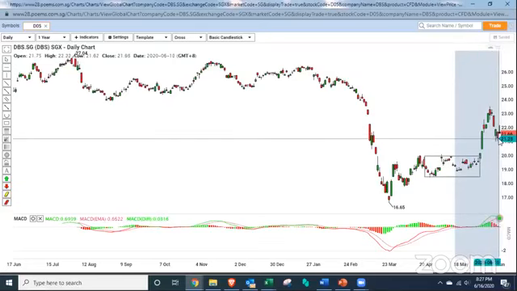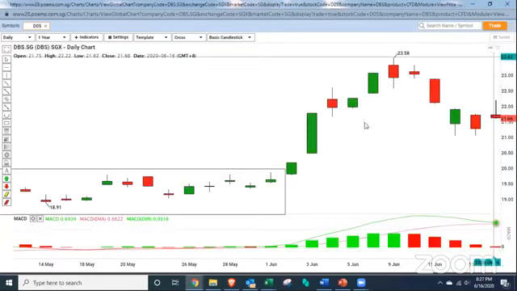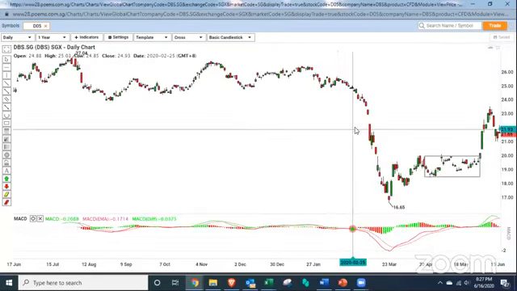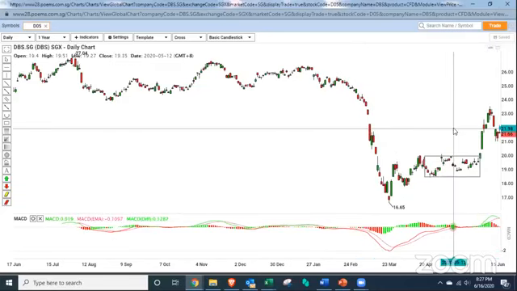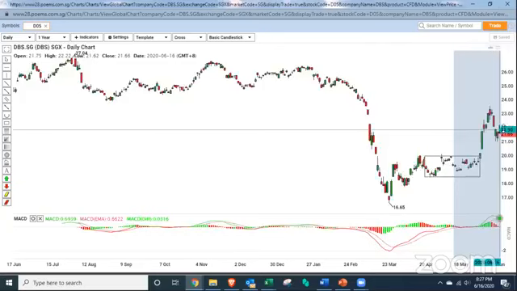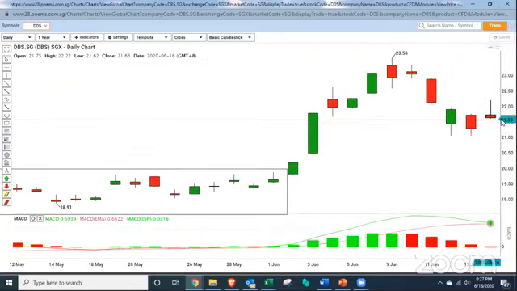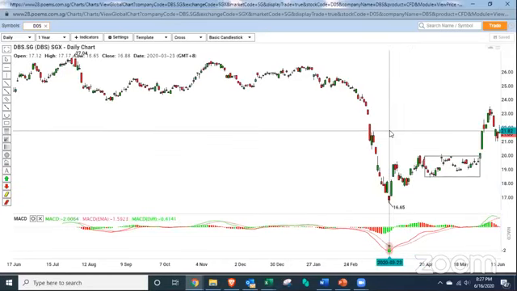Okay, I zoom in further. How do you zoom in? Let's say I want to see just this area. You click the mouse and drag to the right side, and it helps you zoom in. However, if you want to zoom out, click and drag to the left side, and it should help you zoom out.